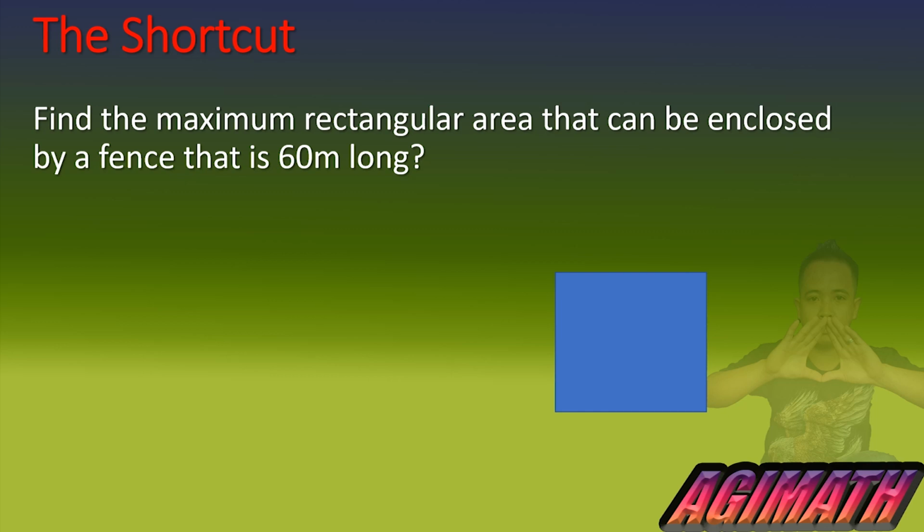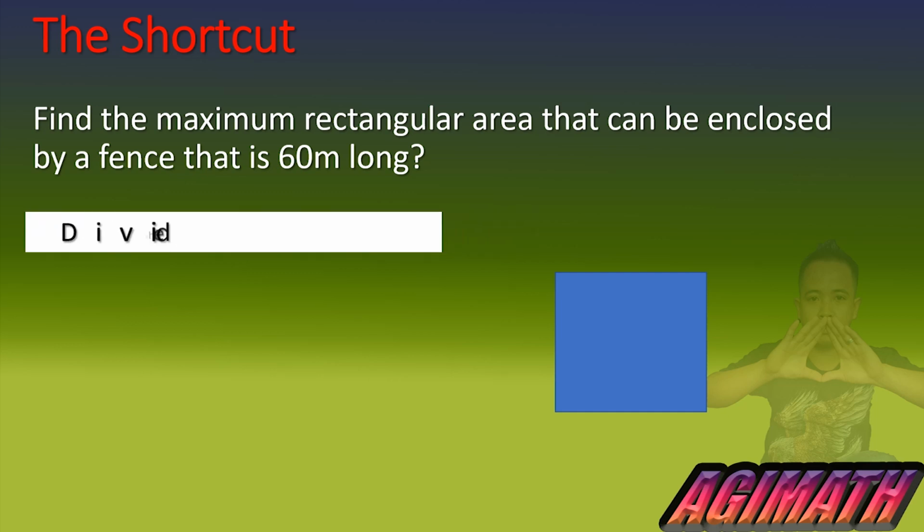You might be wondering, when we have maximum rectangular area and then my figure is a square, it is because if you are given with this problem, the shortcut is you are just going to divide the perimeter by 4. So 60 divided by 4, that is equal to 15. So what will happen? All the sides are equal to 15. That's why I'm drawing a square.